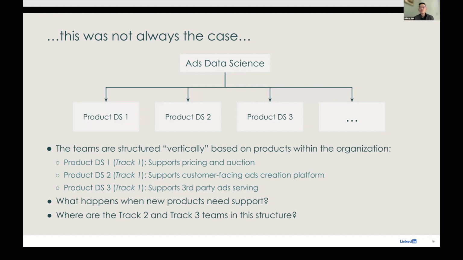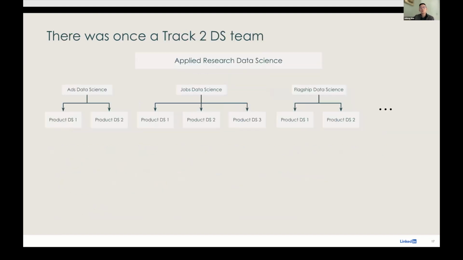And that's why a lot of those deeper and more fundamental research questions come from. That's where we actually started building a horizontal research data science team to hire those track 2 folks. And around 5 to 10 years ago, this was the structure at LinkedIn.